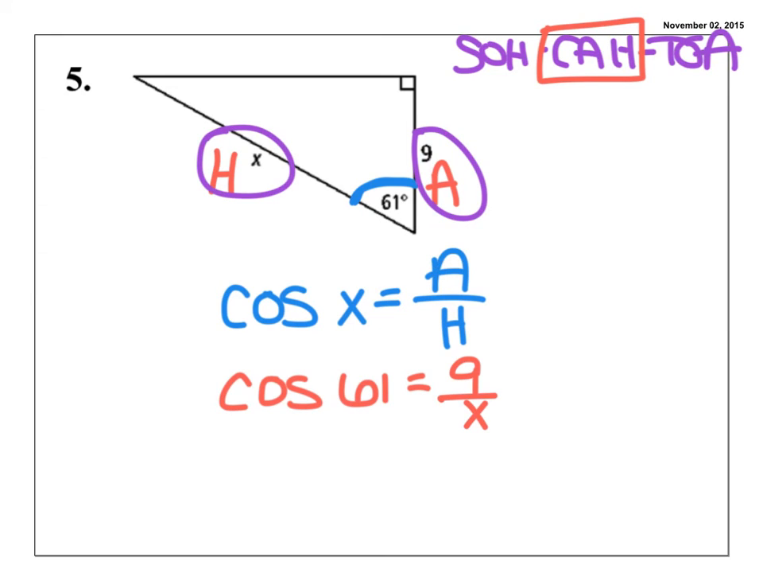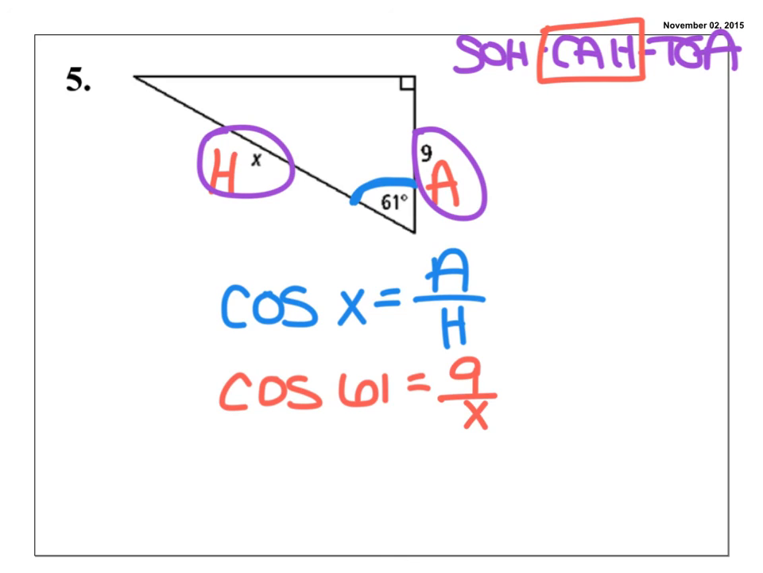I make sure that I have my adjacent on the top and the hypotenuse on the bottom because that is the order of the trig ratio. These are all in order. So is opposite over hypotenuse. Cosine is always adjacent over hypotenuse. Tangent is always opposite over adjacent. You can't switch those. So that's why you have to be careful.